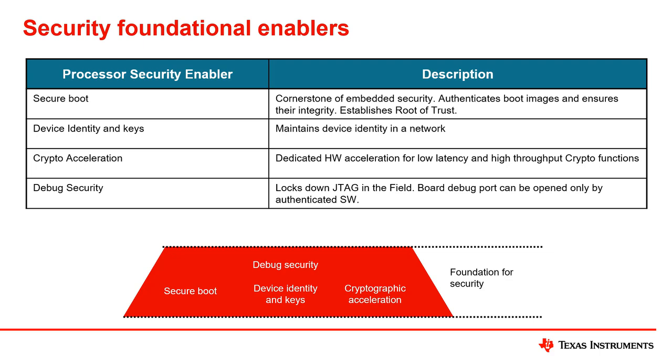Device identity and keys is used to make sure that a device that's talking on a network is a known device. It's not a rogue device, or it's not a device that's running software that it's not supposed to be running and trying to communicate bad information or misinformation to the rest of the system.